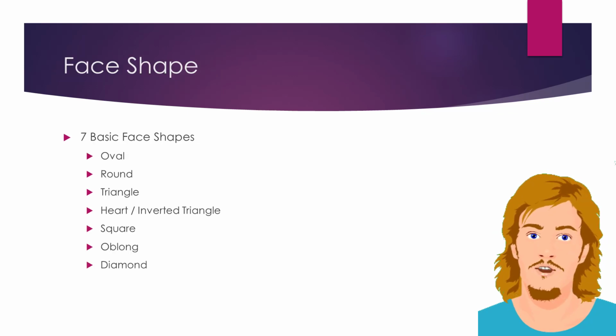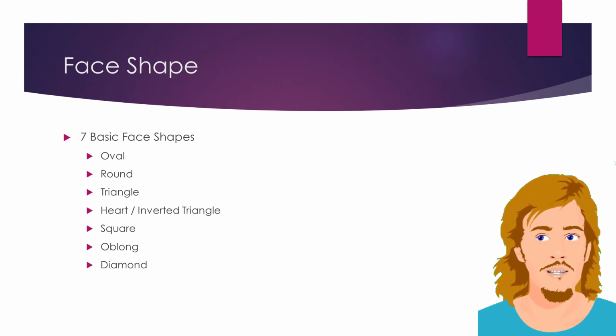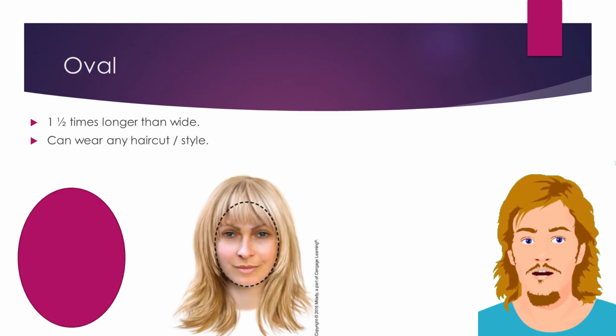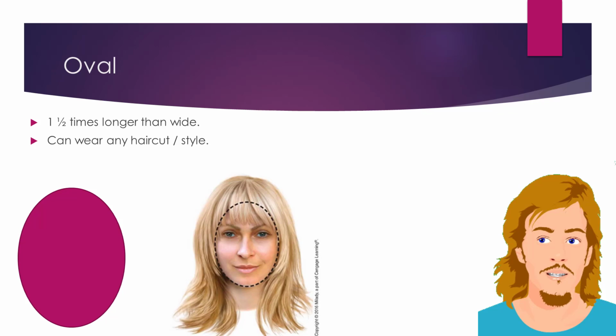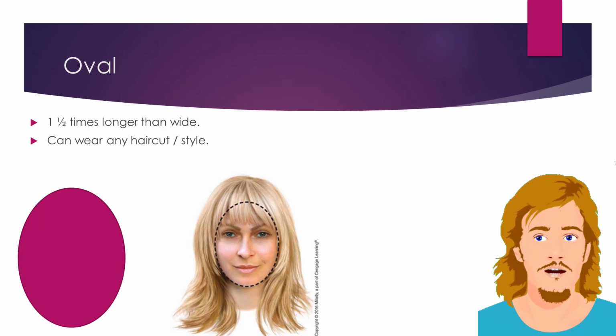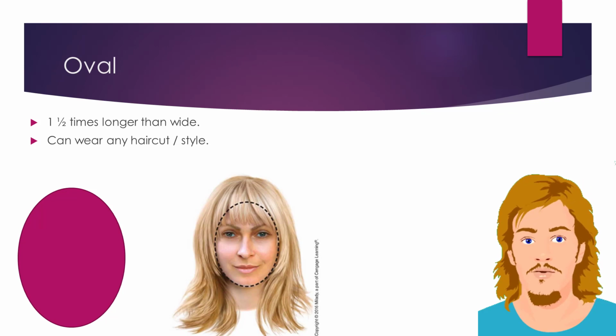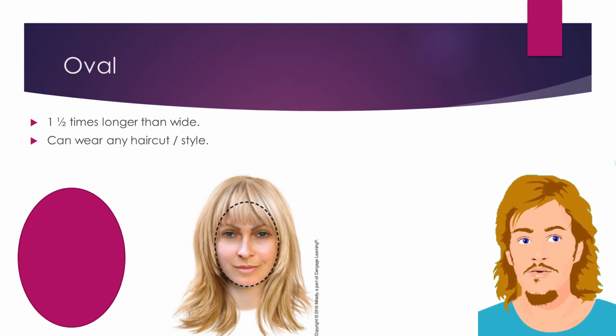There are 7 basic face shapes. Learning how to create haircuts that will be flattering, and will help to minimize unwanted facial features, is an essential part of the haircutting process. The oval face shape is considered to be the most ideal. This shape can wear any haircut and style. This face shape is characterized by being 1.5 times longer than it is wide.